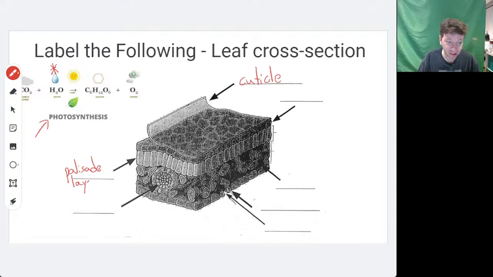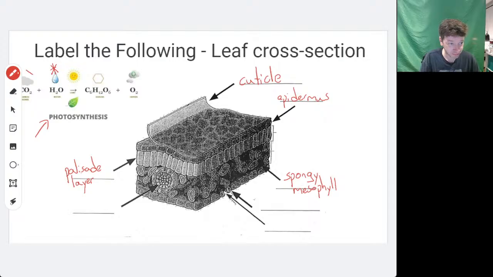And there are a lot of chloroplasts in the palisade layer where photosynthesis will occur. This is your upper epidermis. Okay, here we have our spongy mesophyll. So there's lots of room in our spongy mesophyll for gases to be exchanged, and that's important, right?